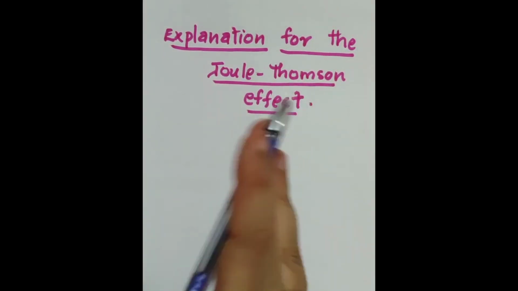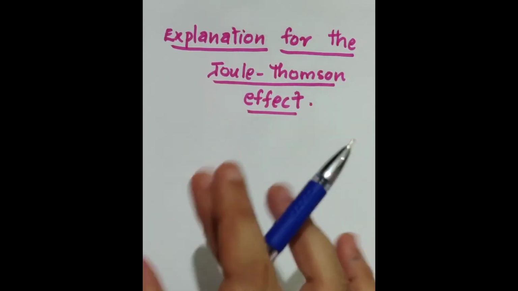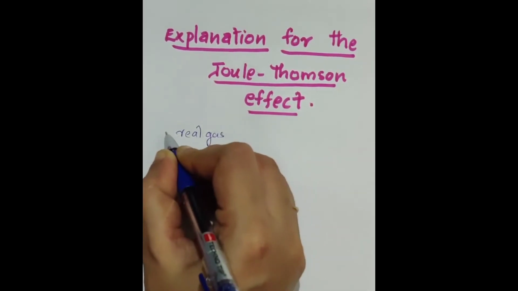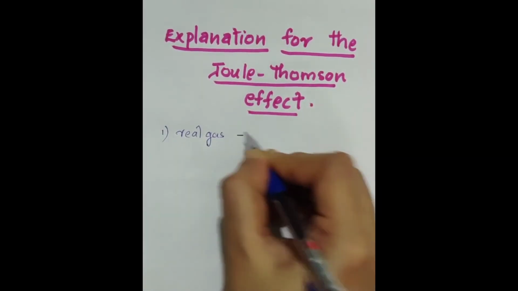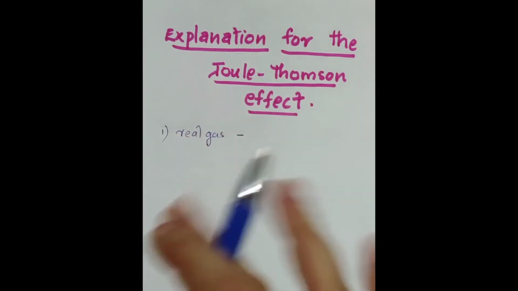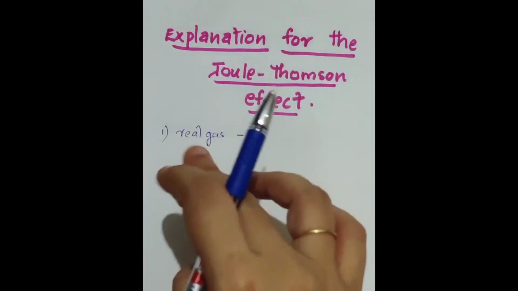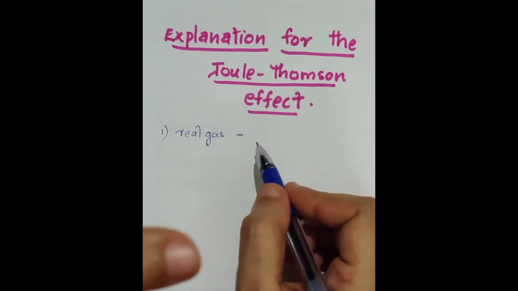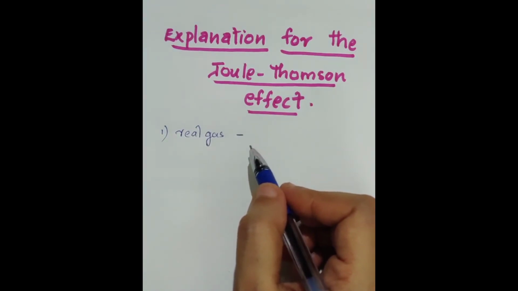Now next, the explanation for the Joule-Thomson effect in a real gas. In a real gas, there will be intermolecular interaction during expansion. When a real gas expands under adiabatic conditions, some work is done by the gas in order to overcome the intermolecular attraction between the molecules.